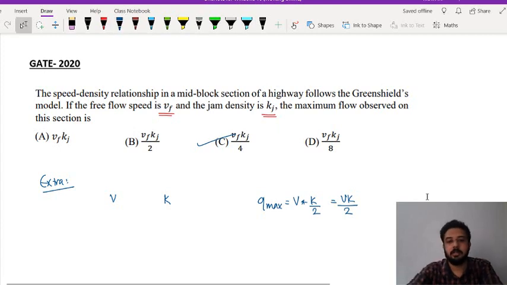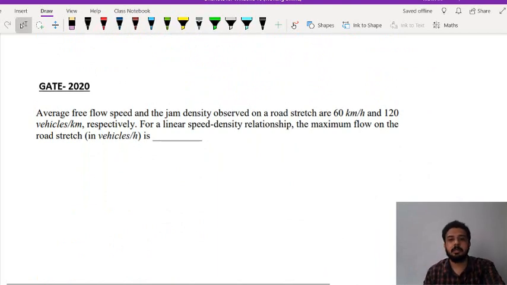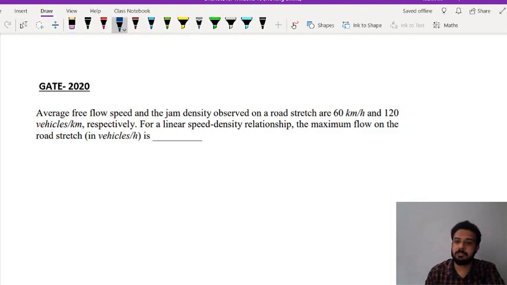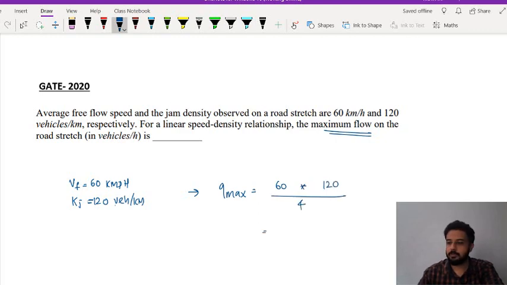Hope you understood. Now if we are looking at a numerical question which is asked for 2 marks, you can just read the question: the average free flow speed and the jam density are observed as Vf is 60 kmph and jam density Kj is 120 vehicles per kilometer. Now how can we calculate the maximum flow? Direct equation, 60 multiplied with 120 divided by 4. So how much are you going to get?